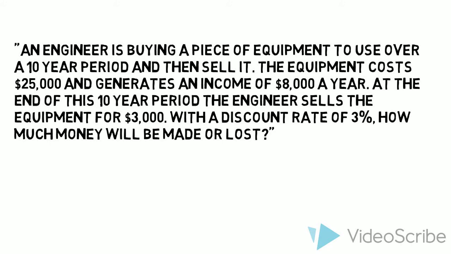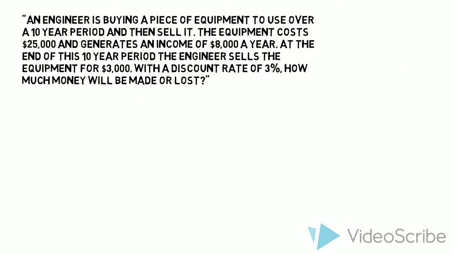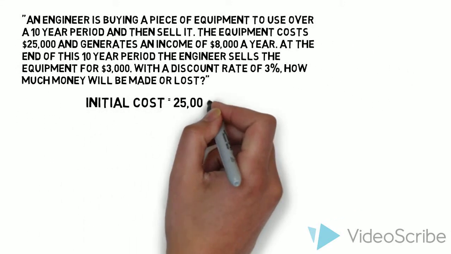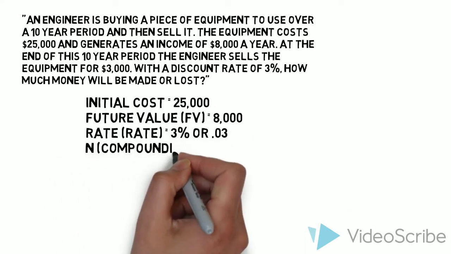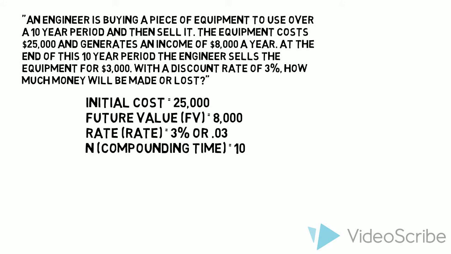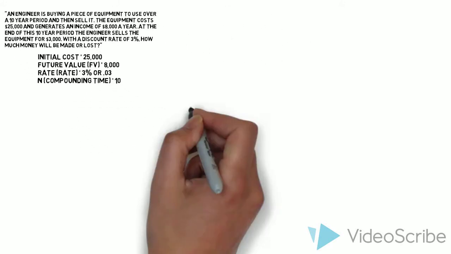I find the easiest approach to any problem is first seeing what the problem gives you. In this problem, the initial cost of $25,000 is given, the future value of $8,000 is given, and the rate is given as 3%, or 0.03 in numerical format, and N is 10.